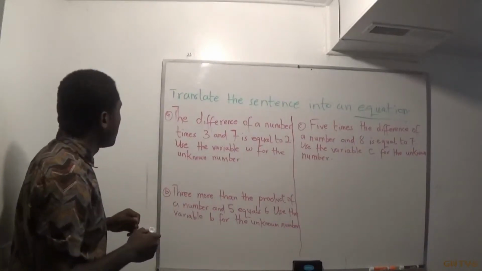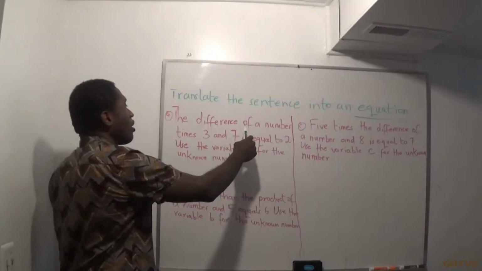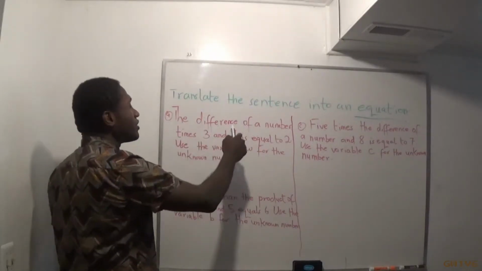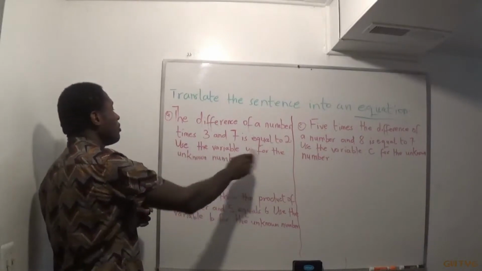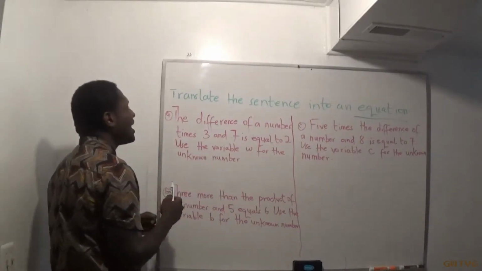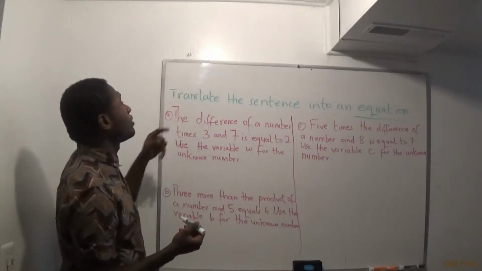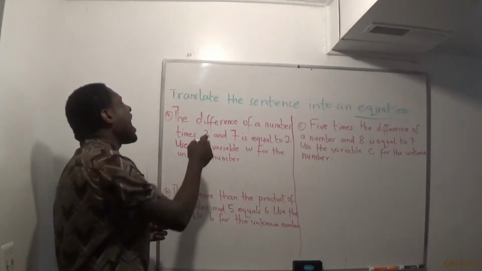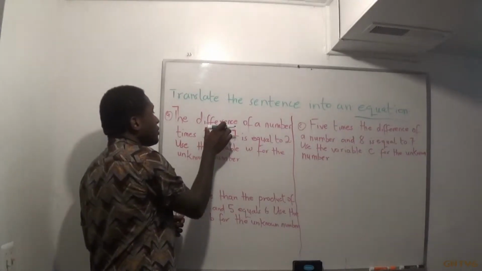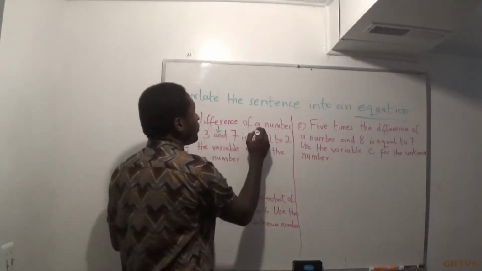So how am I going to translate these sentences into an equation? Well, this is saying the difference of a number times 3 and 7 is equal to 2. Use the variable w for the unknown number. Anytime I see words like difference, sum, quotient, product, I have to just replace that with the "and" that I see in the question. So now I'm going to start reading from here.